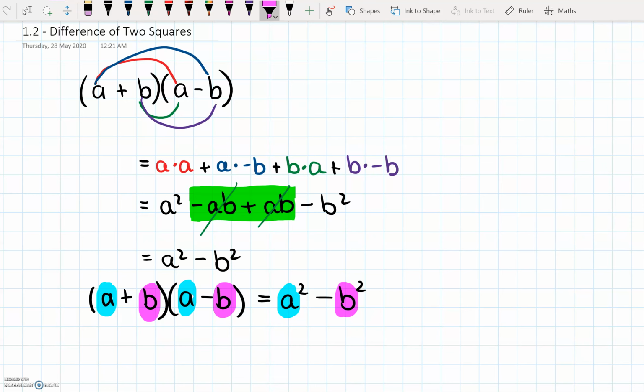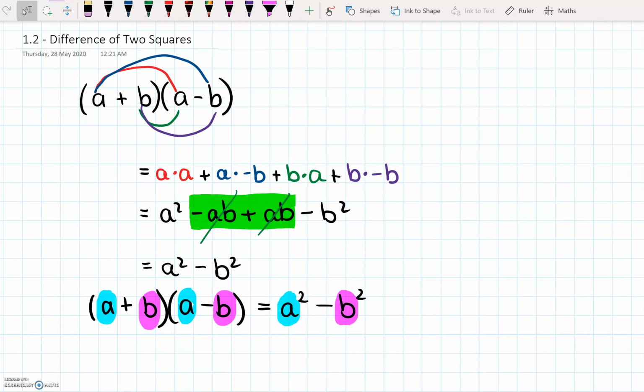Now, that comes back to the original question I mentioned. Why do we call it the difference of two squares? This doesn't look like there's any square in here at all, so why do we call it that? Well, actually, we name it after the final answer. If I said to you, I want to know the difference between your age and your little sister's age, what you would do is take your age and subtract your little sister's age.